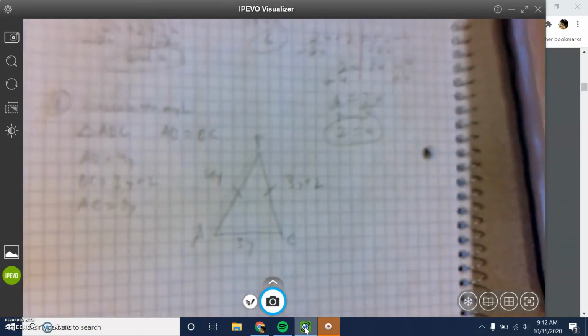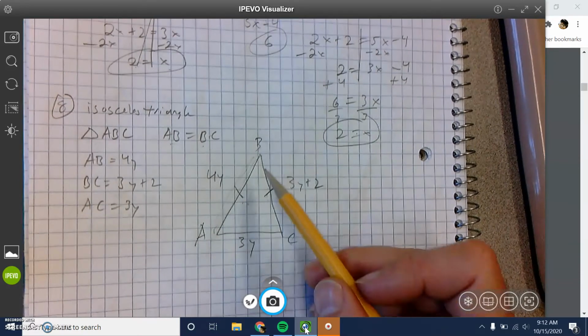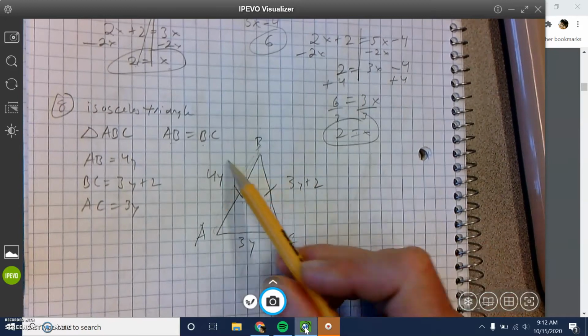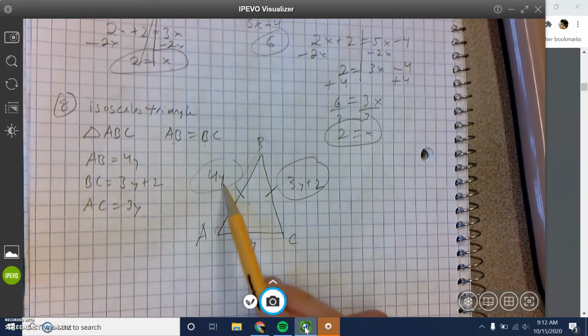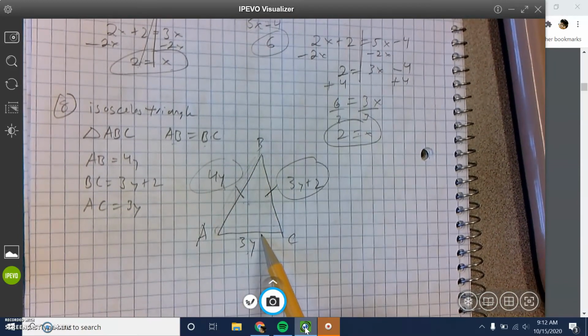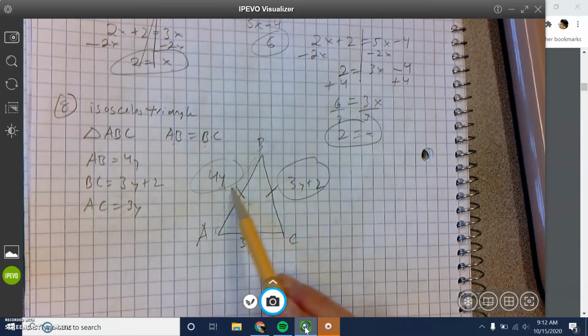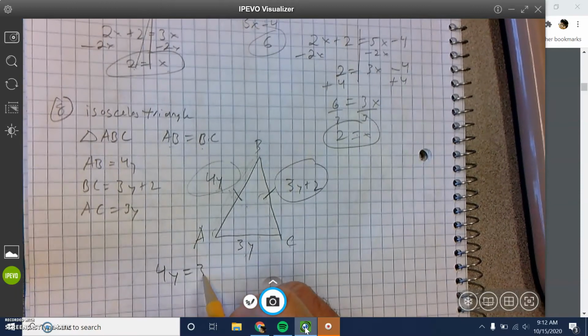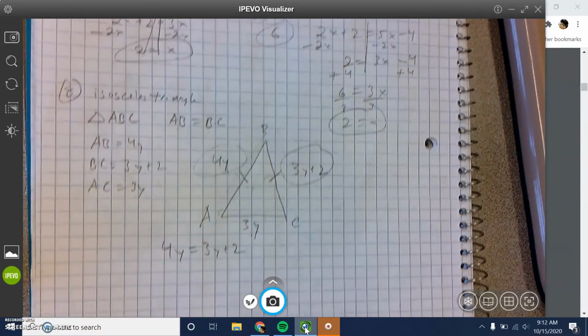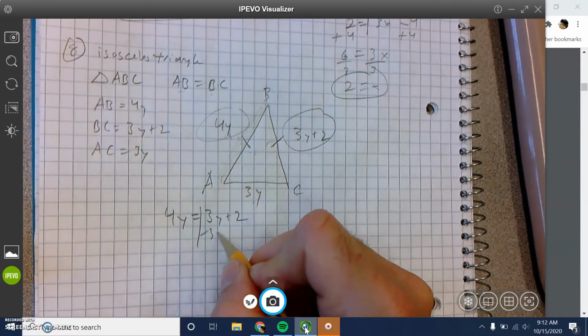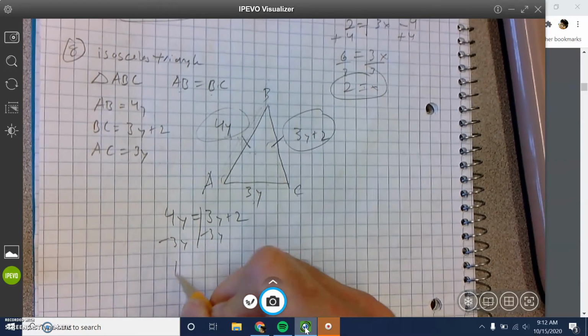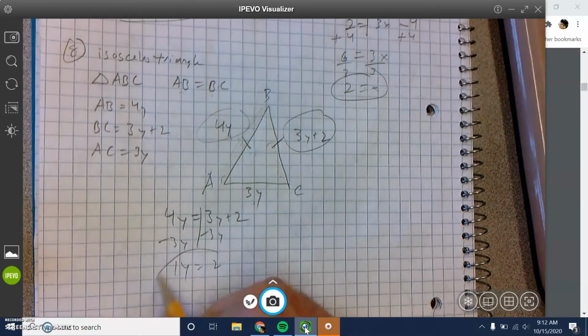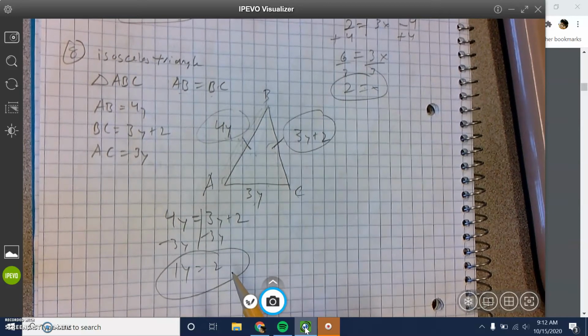Okay, so now I have to figure out the length of all the sides. So we have 4y, and this and this have to equal each other. Those don't equal each other because it's not an equilateral triangle. So the only option right here is to set these two sides equal to each other. Like that. Now solve. What do you get? That's 1y equals 2, and so y equals 2. 1 times anything is itself, so y equals 2.